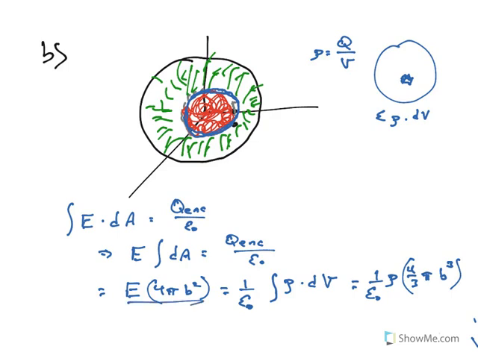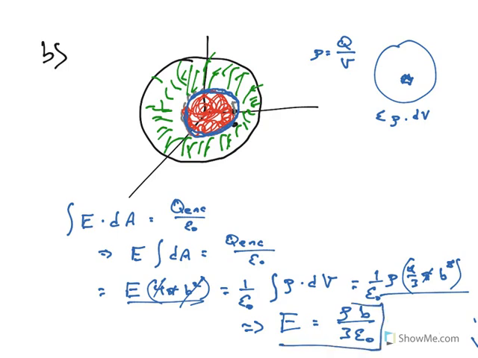And now we have this is equal to this. Let's solve for E. We get E is equal to, well, the 4's cancel, the pi cancels. B squared cancels with B cubed to get just B. And we have E is equal to rho times B over 3 epsilon naught. And there we go. I now know the electric field that's within this spherical charged conductor at the point B, inside at radius B.